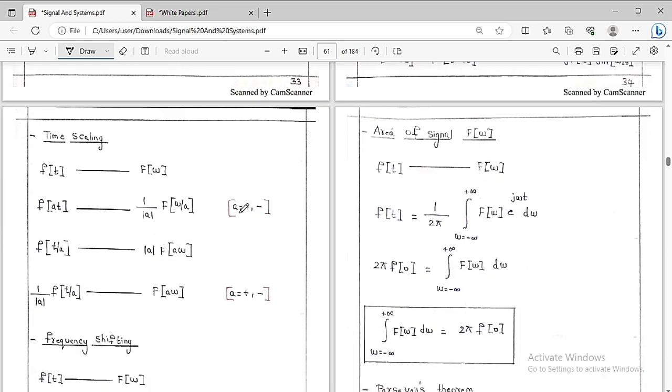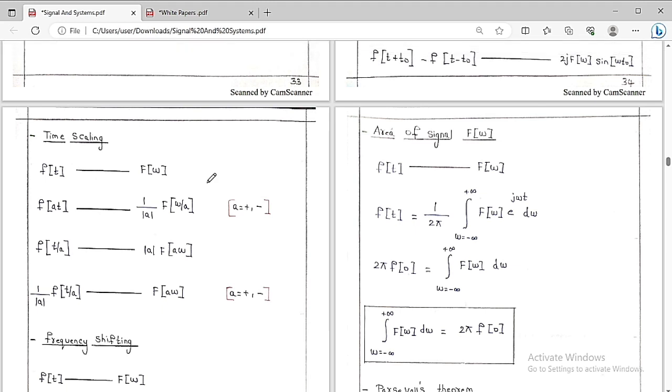Now let's go for time scaling. Previously we learned time shifting. Time shifting means whether you are delaying the signal or advancing the signal. Now, time scaling means whether we compress the signal or expand the signal. For f of t, if the Fourier transform is f of omega, then f of at has the Fourier transform 1 by mod a, f of omega by a, where a can be positive or negative.